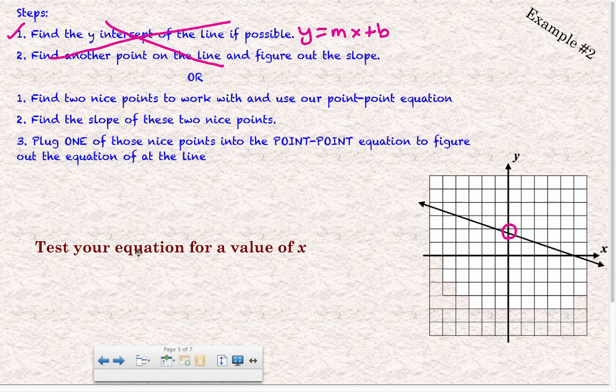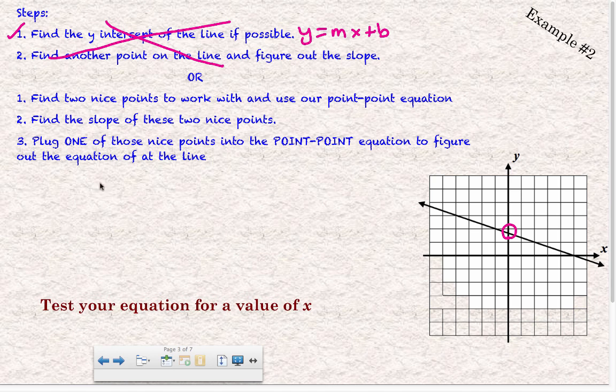So it says find two nice points to work with to use our point-point. All right, so I'm going to find two nice points. Let's see. Here is a nice point, and here is a nice point. Somewhere that crosses the grid where two lines cross. So this is the point -1, 2. And this is the point 3, -4.